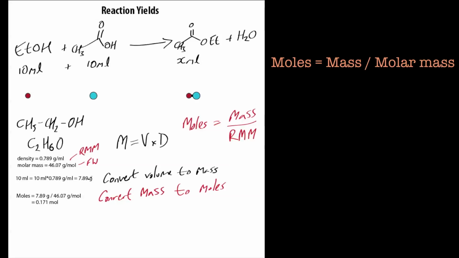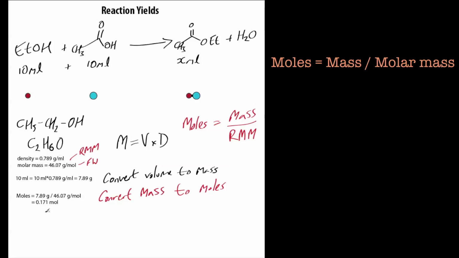So basically you take how many grams we've got, we've worked it out, 7.89 grams, divided by the molar mass, or relative molar mass as I've written it. So 7.89 divided by 46.07 gives us how many moles we've got. So we know that in 10 mils of ethanol, we have got 0.171 moles.